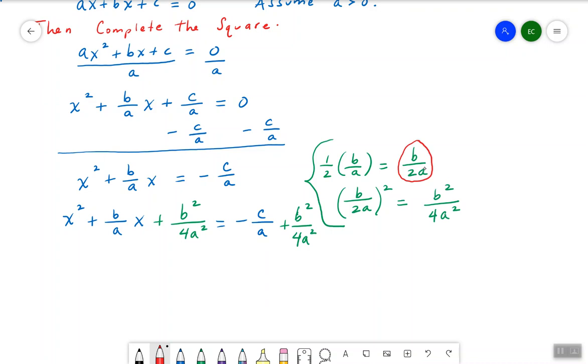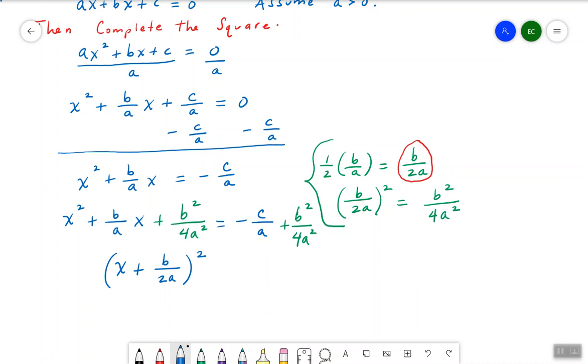So this b over 2a might not have seemed very important in previous examples, but actually it tells us how to complete the factor when we're factoring the left-hand side. And so that b over 2a tells us that we can factor the left-hand side as x plus b over 2a, squared.